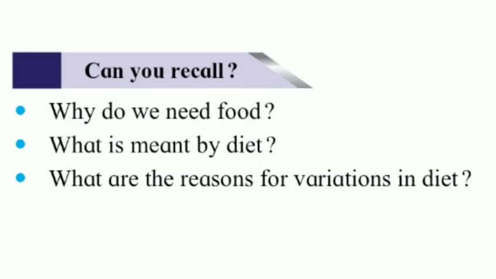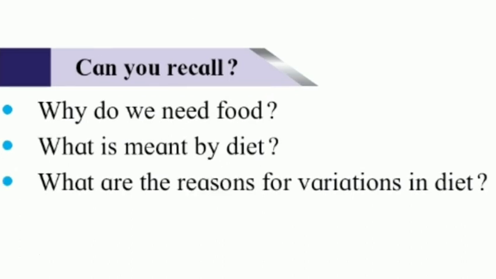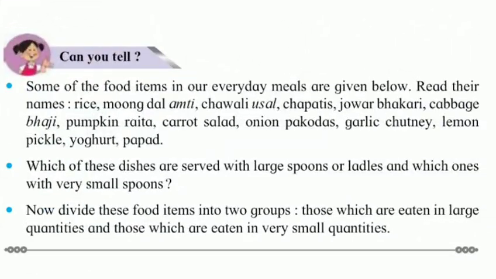Now coming to the third question, what are the reasons for variations in diet? Variation means difference. So the diet depends upon our hunger, health, age, the type of work that we do, and some other reasons.